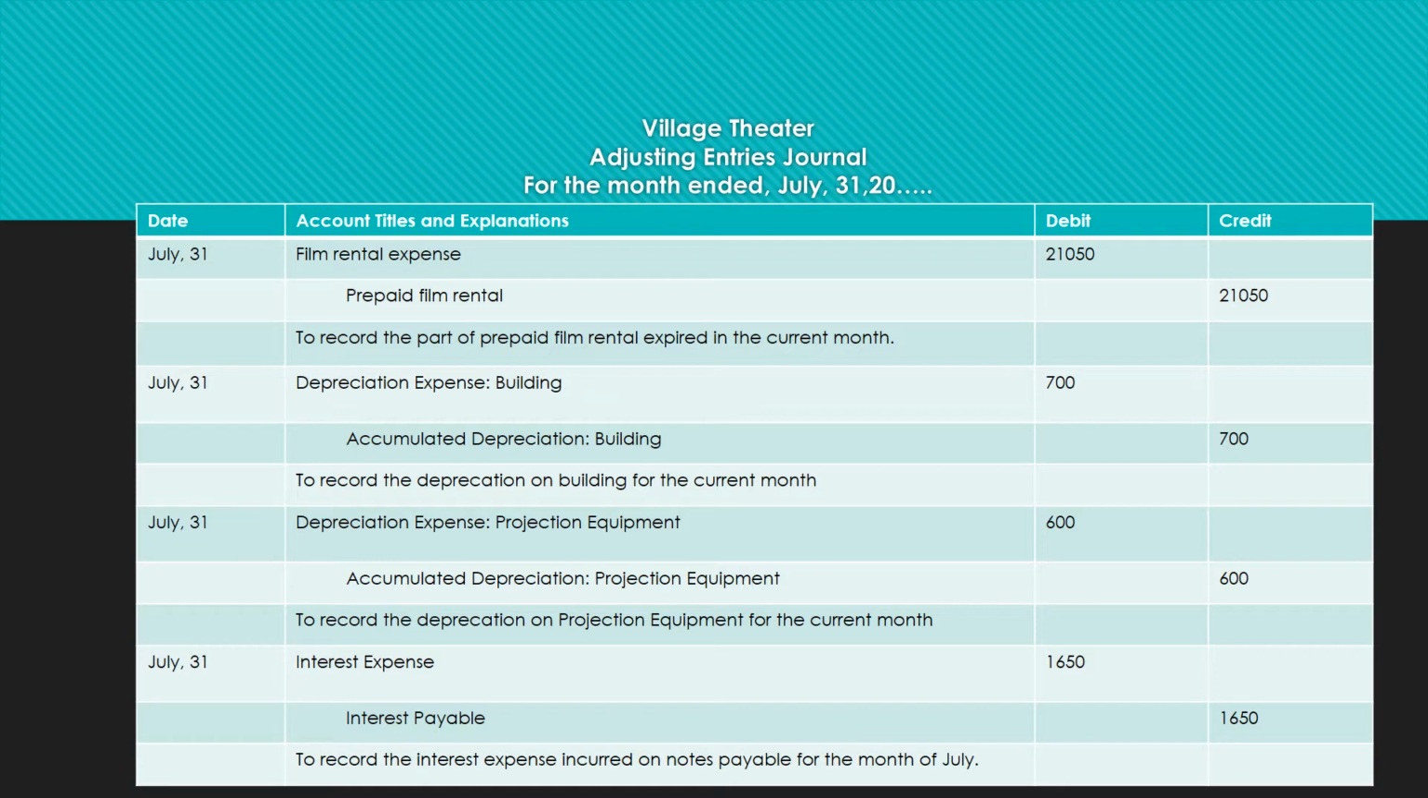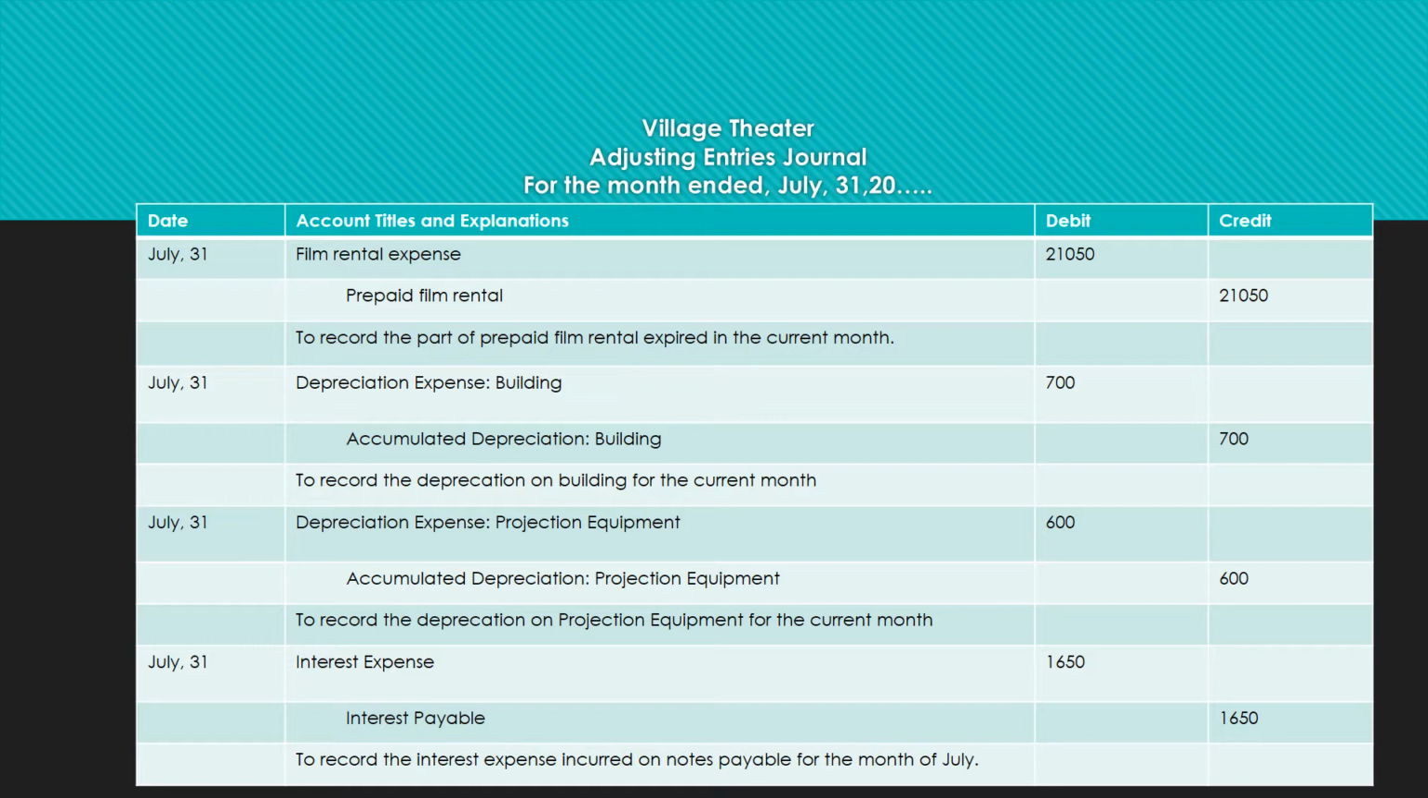Now out of that 31,200 prepaid film rental, the expense incurred for the month of July amounts to 21,050. Village Theatre's film rental expense for July is 21,050, so we record that on the debit side: film rental expense 21,050. As the prepaid film rental asset is decreased by 21,050, a decrease in assets is recorded by credit, so we credit prepaid film rental 21,050. The explanation will be to record the part of prepaid film rental expired in the current month. This is all about adjusting entry A.